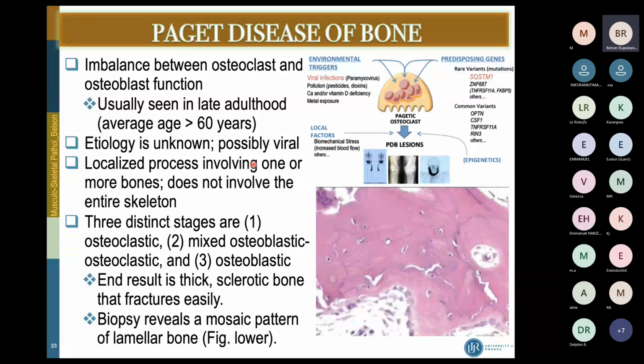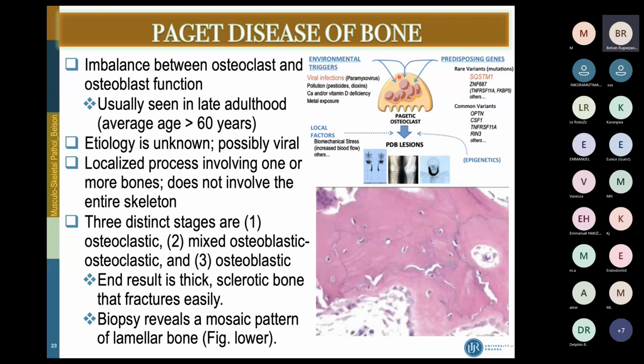And if it is in the osteoblastic phase, you will find that it has more fibrosis and so on. So the end result is a thick sclerotic bone that fractures easily. Biopsy reveals a mosaic pattern of lamellar bone. Mosaic pattern, so some small areas are resorbed, some are void, and elsewhere it is completely calcified without even osteocytes or osteoblasts and so on.